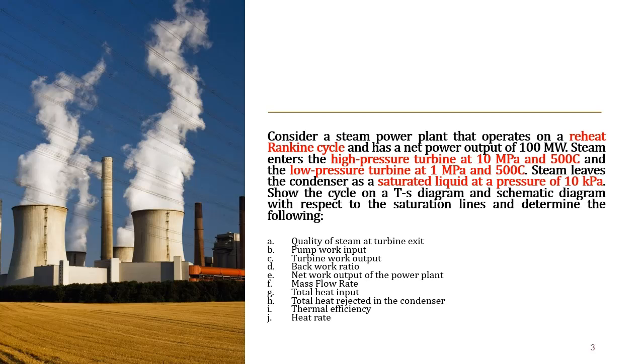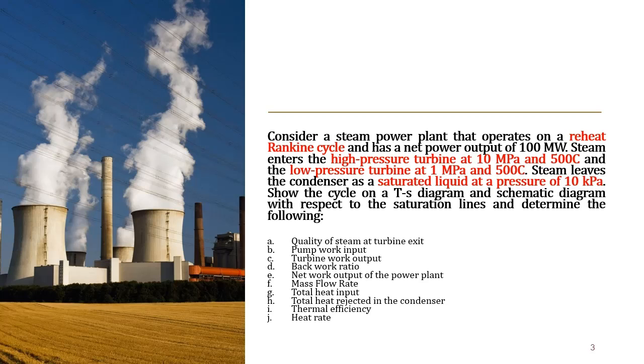This is a reheat Rankine cycle with a net power output of 100 megawatts. It is also stated here that the steam enters the high pressure turbine at 10 megapascal and 500 degrees Celsius, and the steam enters the low pressure turbine at 1 megapascal and 500 degrees Celsius. You can see that it enters at the same temperatures, and it leaves the condenser as a saturated liquid at a pressure of 10 kilopascal.